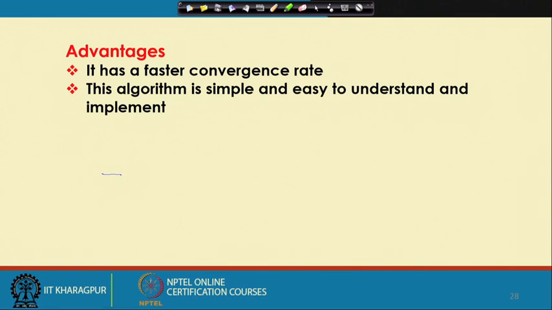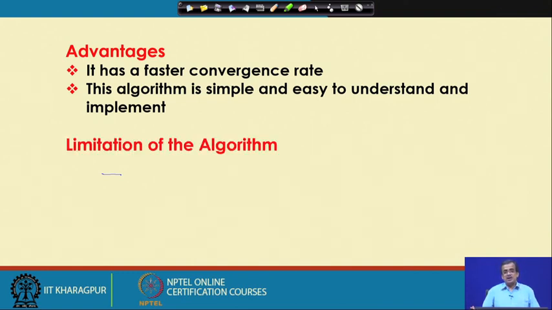Now, I am just going to see the advantages of this steepest descent method. This is a very fast algorithm. As the search direction is opposite to the gradient, and by definition gradient is the direction along which the rate of change of the function will be the maximum, this is in fact the fastest algorithm. Also, this algorithm is very easy to implement and to understand, and it is very straightforward. However, it has some limitations, which are as follows.